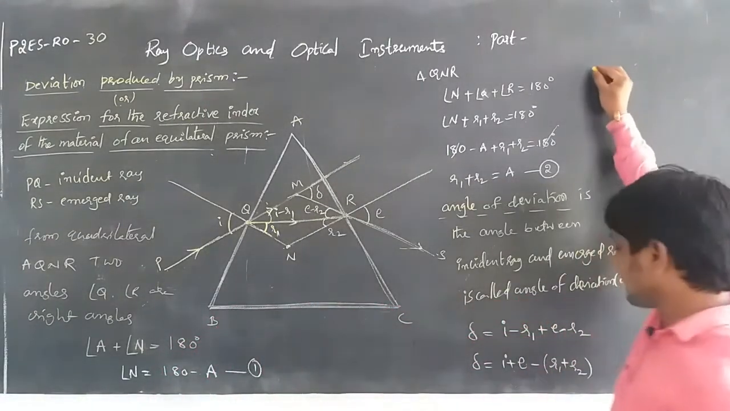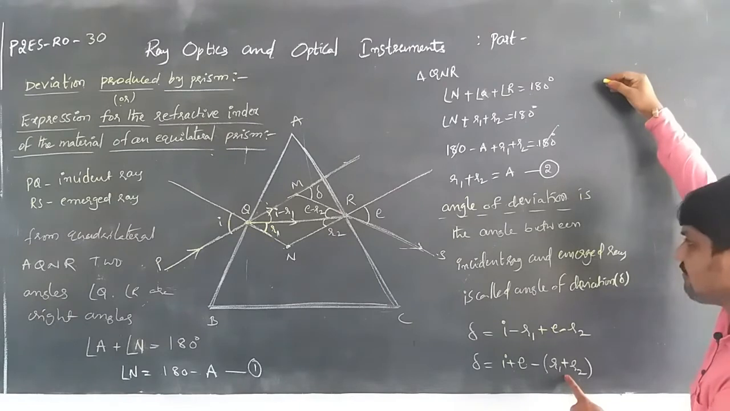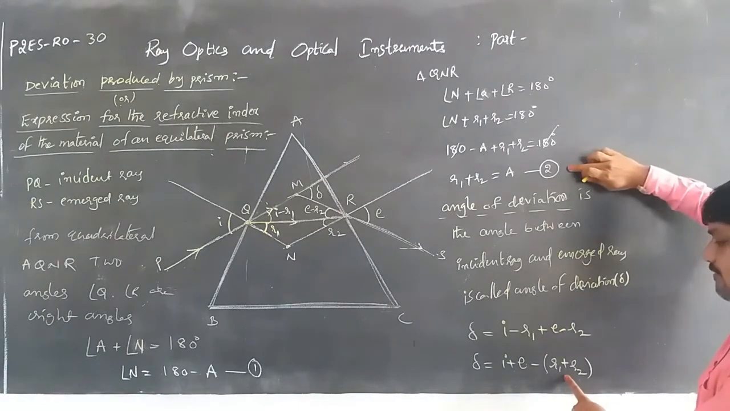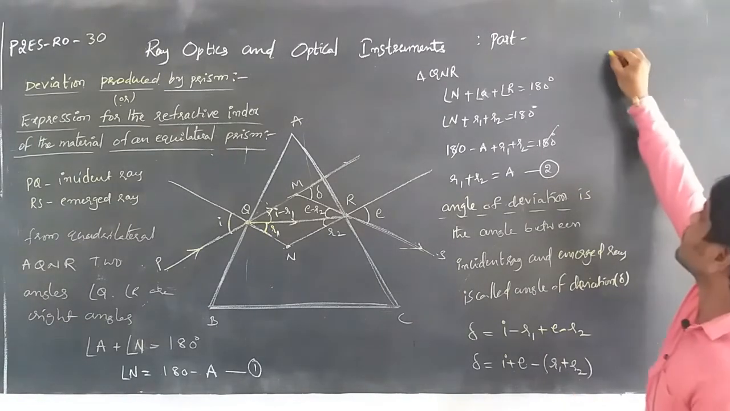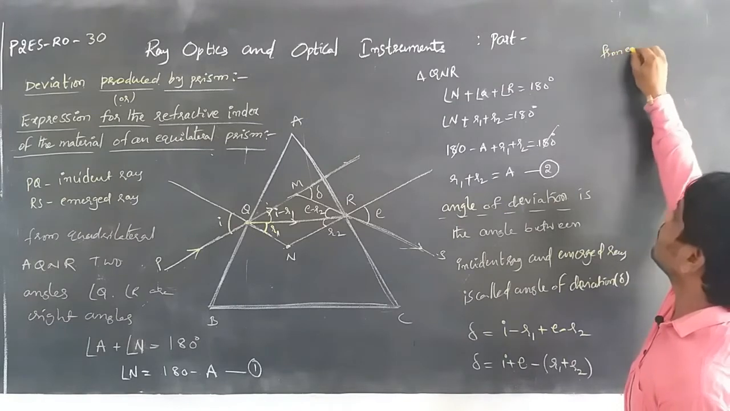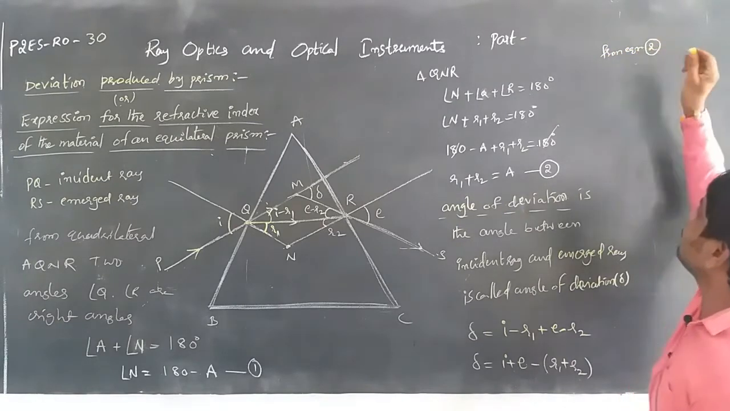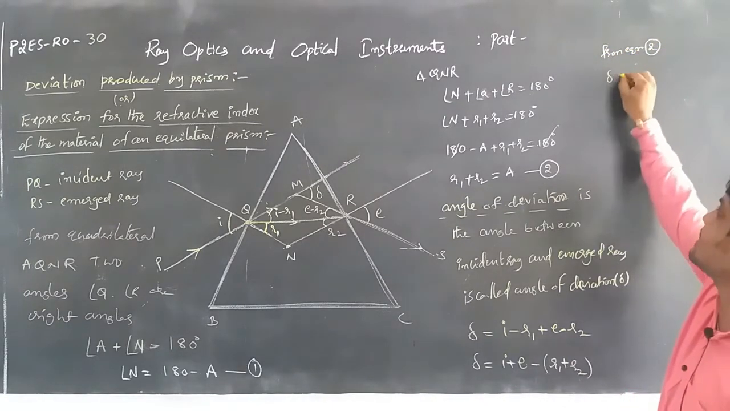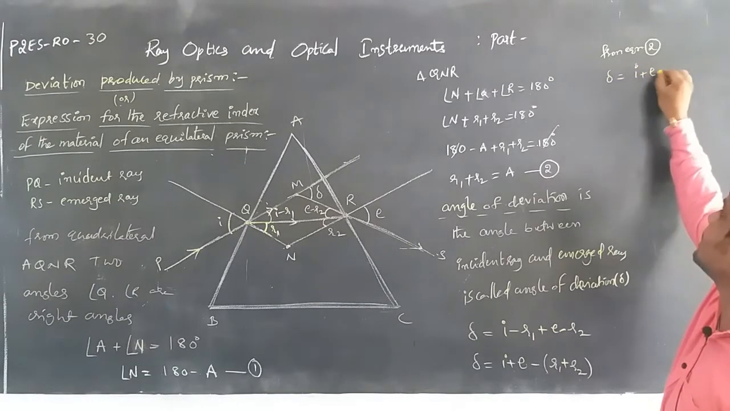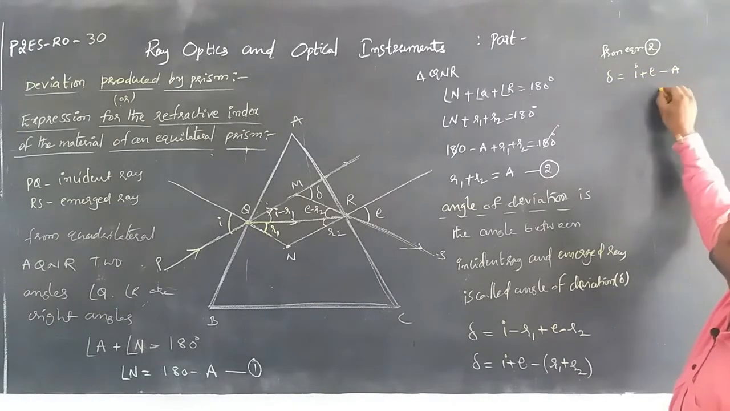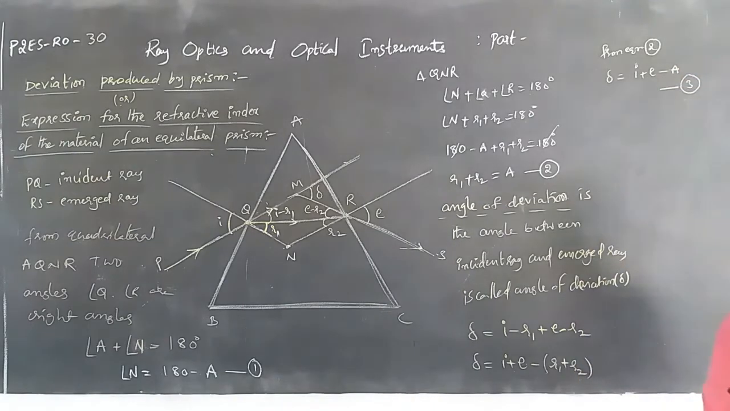Then, from equation number 2, delta is equal to I plus E minus A. Consider this equation number 3.